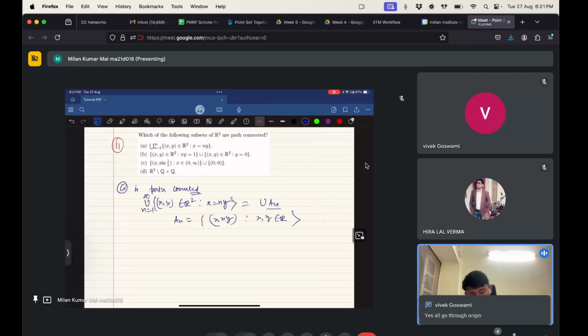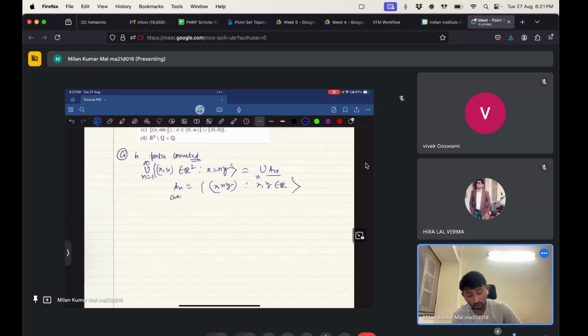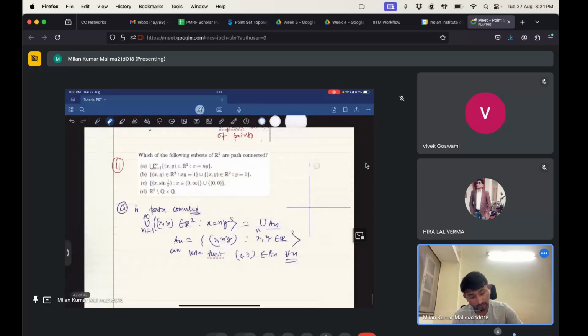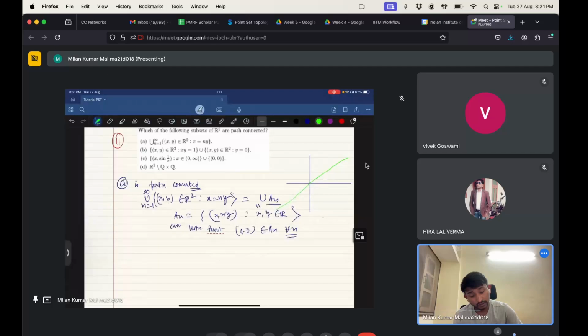I'll draw a diagram also. Note that (0, 0) is in A_n for all n. So basically, this is the x axis, this is the y axis, and I'm drawing all the lines in something like this way. All are going through zero. So any point I can take here and here, if I want to connect those 2 points, I will connect through 0. This is the line. So this is the connectedness. I will get the path. Basically, that is the thing.